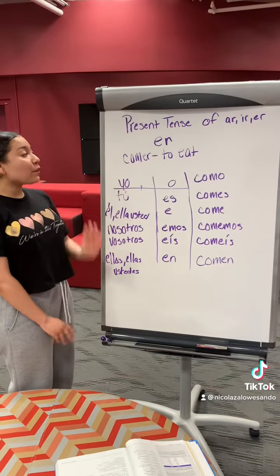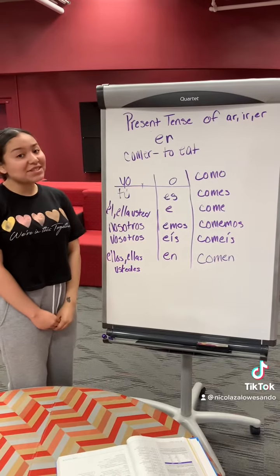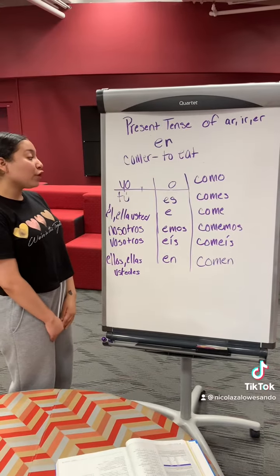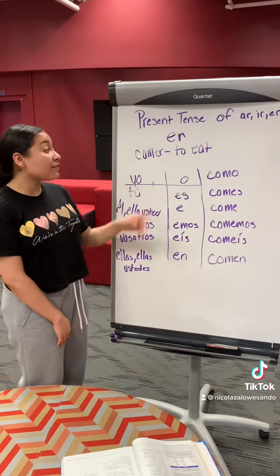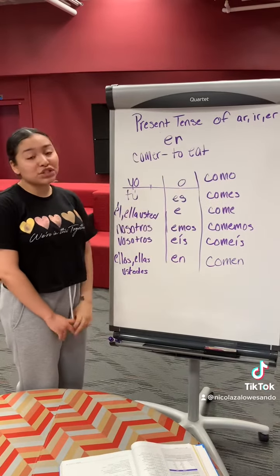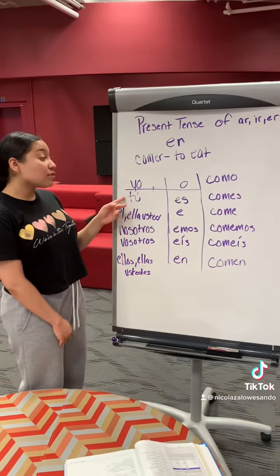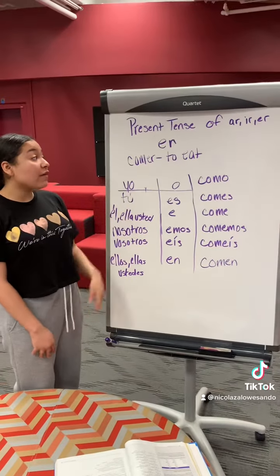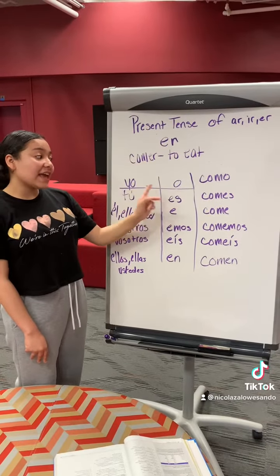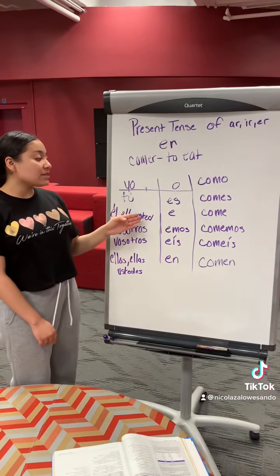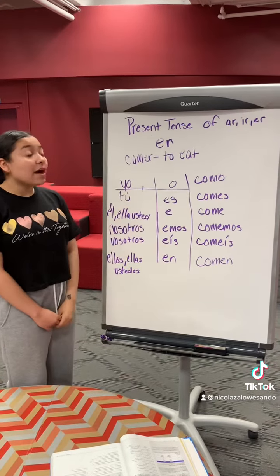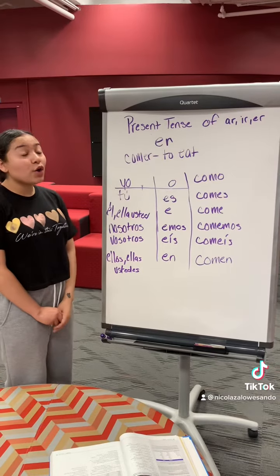And this is the verb we're using, comer, which means to eat. For an example, if you're using the word yo, you have an O, so you'll take off the ER and add an O, which is como. Here you have tú, and then you take off the ER and add ES, which is comes. Then you have él, ella, and usted, which is E. You take off the ER and you add an E, come.